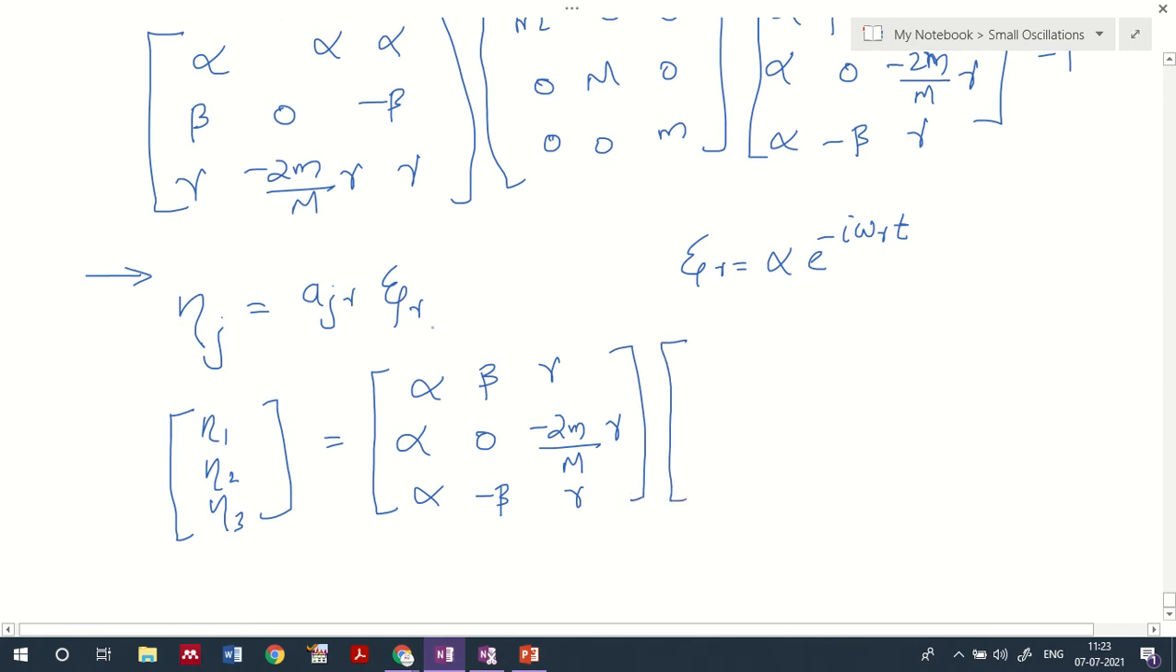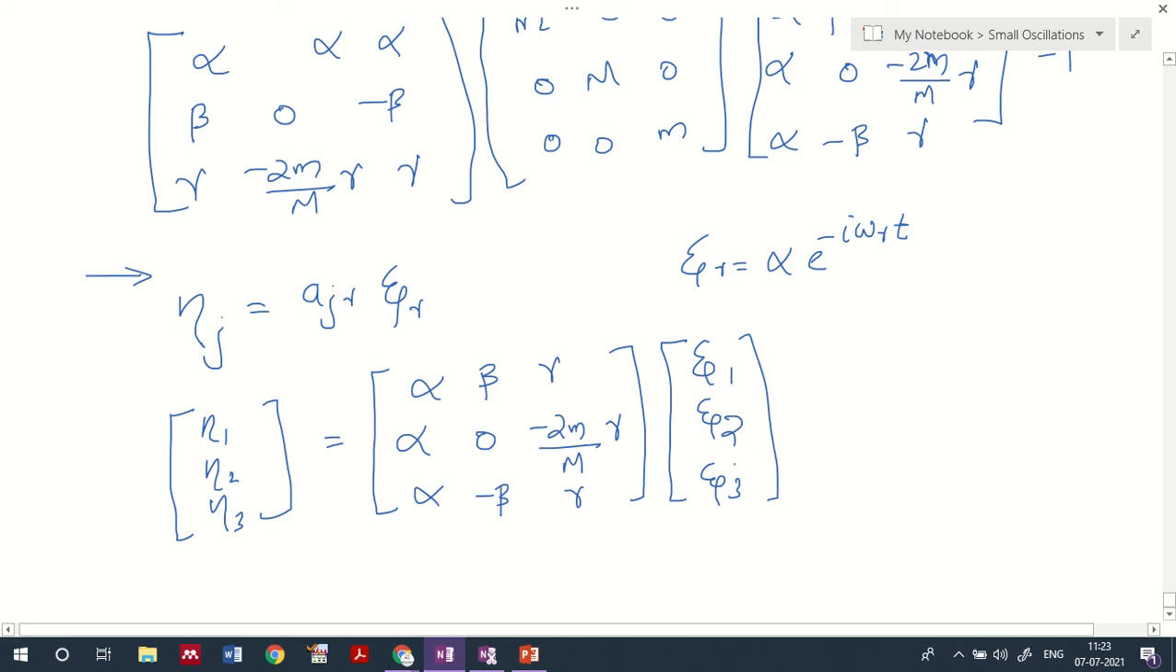For r equal to 1, 2, 3, that is zeta 1, zeta 2 and zeta 3 is the corresponding representation.